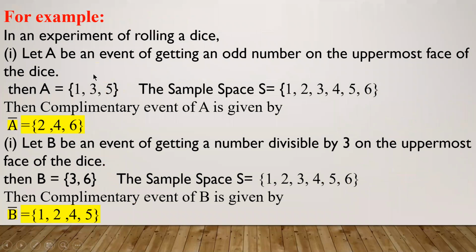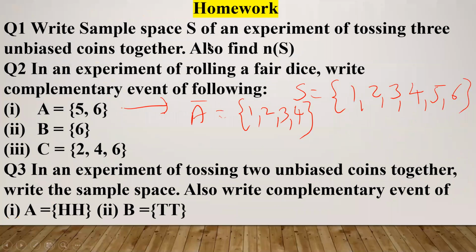Here I gave some examples. Let A be the event of getting an odd number. So A will be 1, 3, 5. And I was telling you how to write the complement of A. A complement is what is not in A, that is 2, 4, 6. I hope you have understood this, so we can proceed further.